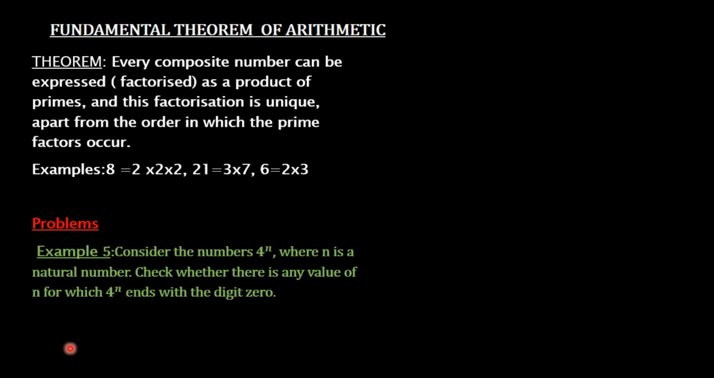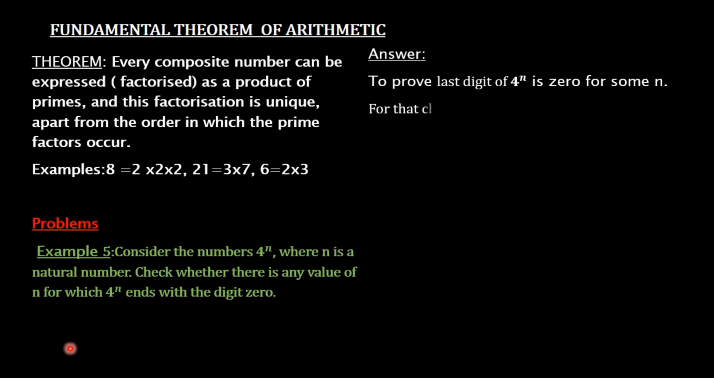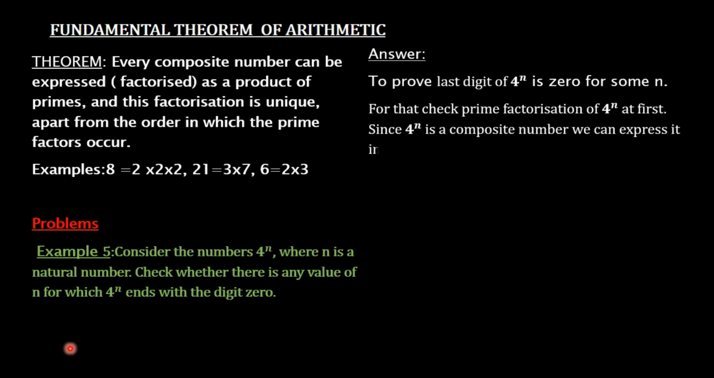So for that, to prove the last digit of 4 raised to n is 0 for some n, that is our problem. To prove or to check, at first we have to check the prime factorization of 4 raised to n. Since 4 raised to n is a composite number, we can express it as a product of primes by the fundamental theorem of arithmetic. Here we are using our theorem.